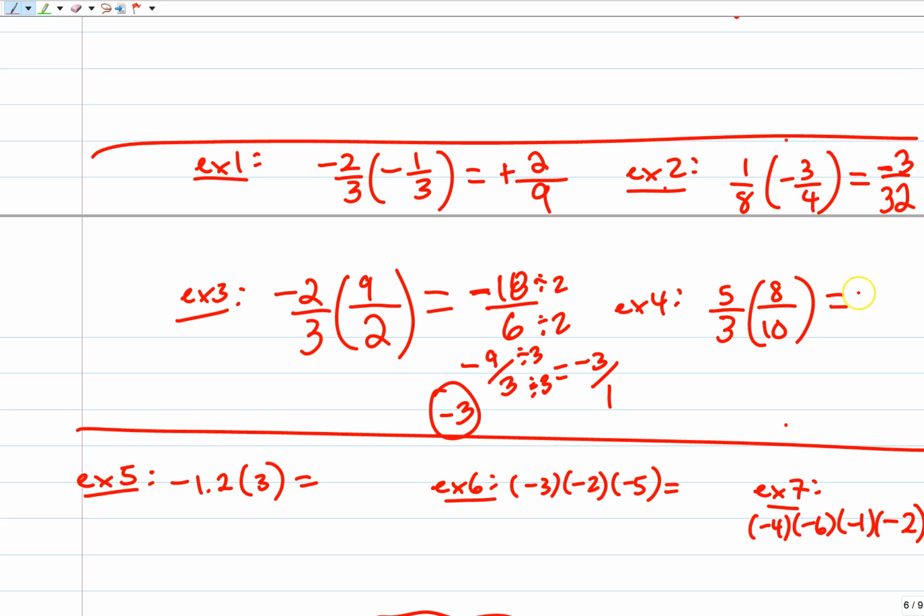8 times 5 is? 3 times 10 is? Do not leave your answer like that. Top and bottom are both divisible by 10, leaving me 4 over 3. I'm okay with that. They may want you to make that what? The 1 and 1/3. So be careful, for both could be expected. None of this is new except for the integer aspect of it. Fair enough?